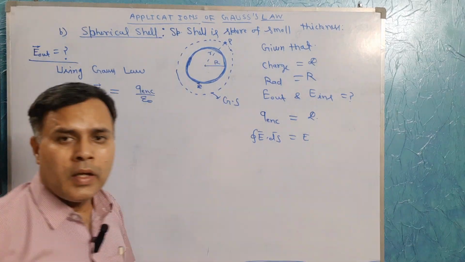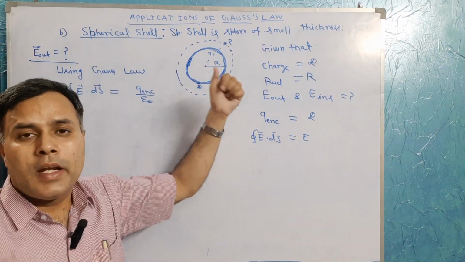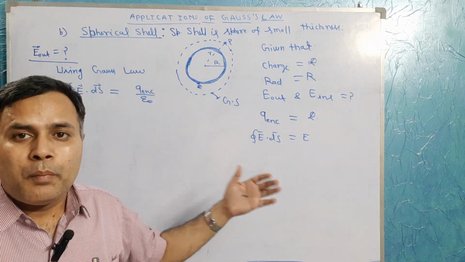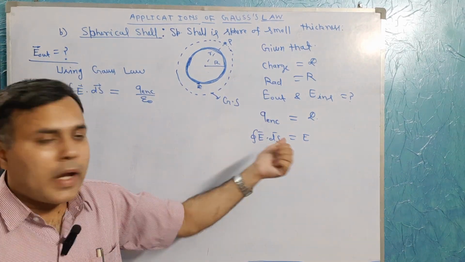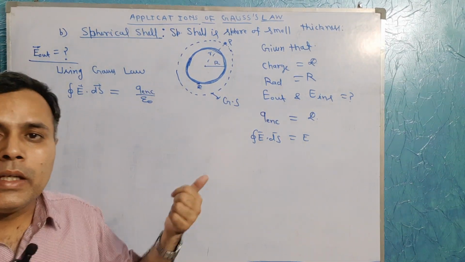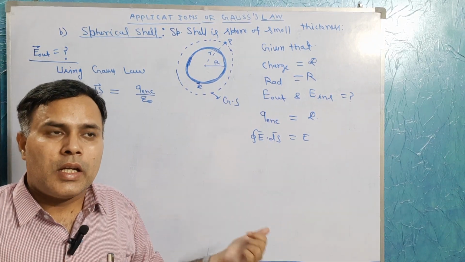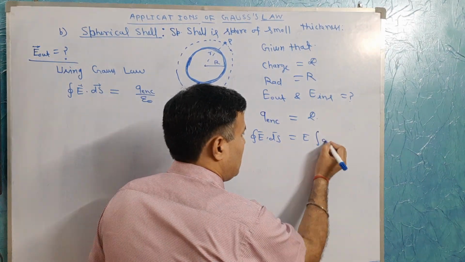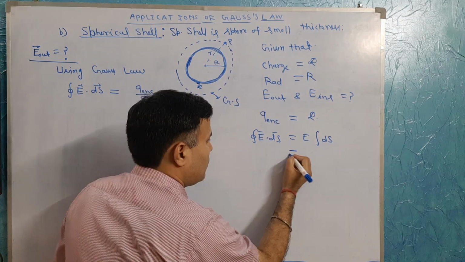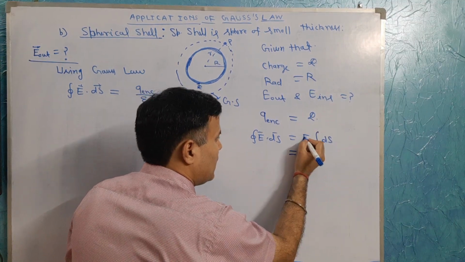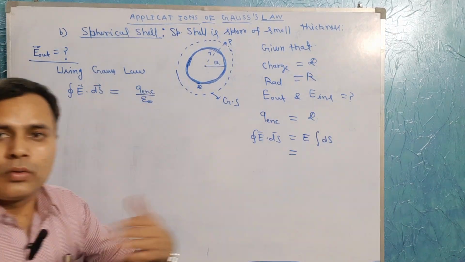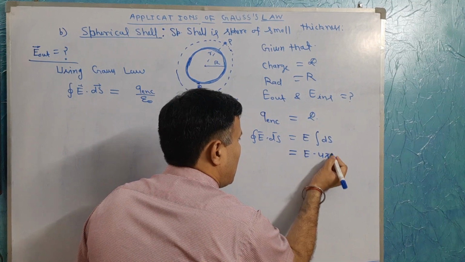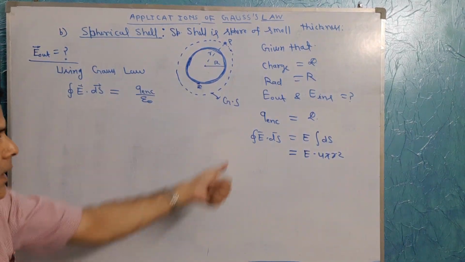Again, E dot ds. E is radially outward and ds is normal to the surface, so the directions of E and ds are parallel. So the angle between them is 0. So E dot ds is simply E ds cos theta, and cos 0 is 1. So E ds is simply E times the integral of ds, which is the total area of the sphere, 4 pi r square, with r the radius. So this is the left hand side, E into 4 pi r square.